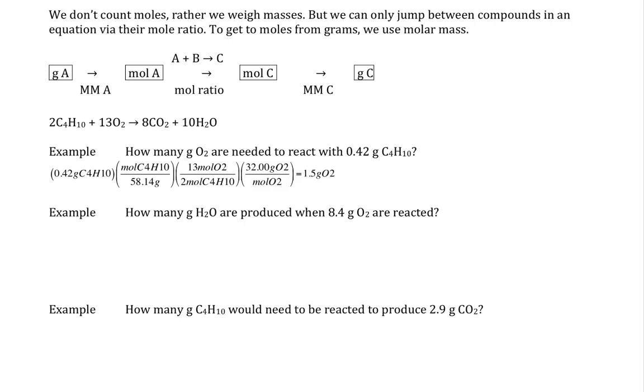For example, if we have chemical A plus chemical B giving us chemical C, and we're given grams of A, well, we have to go from grams of A to moles of A with the molar mass of A. Then we can jump from moles of A to moles of C with the mole ratio between C and A. And then, if we are supposed to report the answer in grams of C, then we would use the molar mass of C for that last conversion.